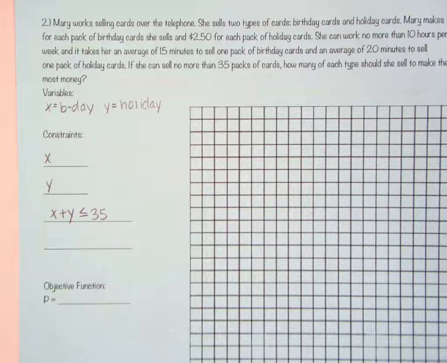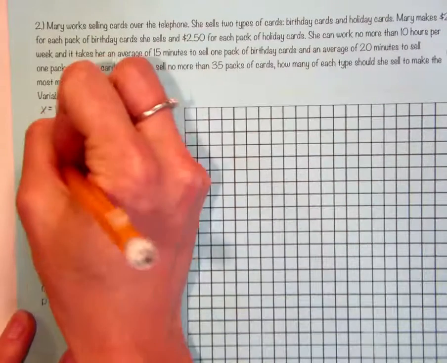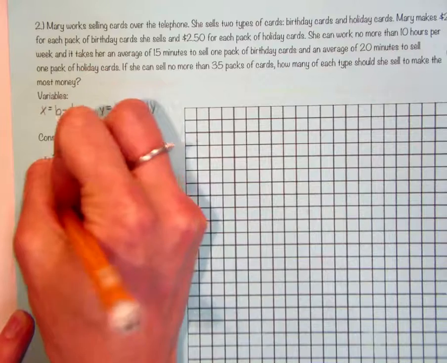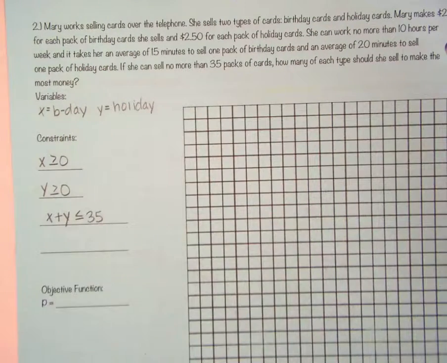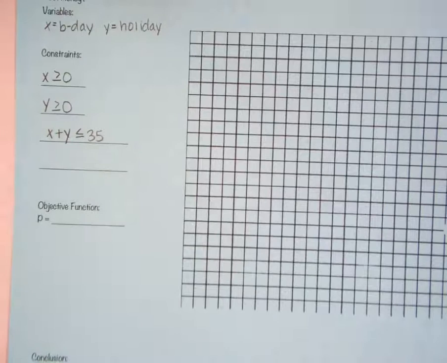So Natalie, does it make sense why that gets put together? So let me ask the question again. Is there a restriction for the individual amount of cards that we have to sell? No. Can we sell a negative amount? Nope. So what should go on the other side of that inequality? 0. Okay? That's the lowest number she's going to sell. She's either going to sell 0 or she's going to sell more than 0, but the total amount of cards together cannot be more than 35.